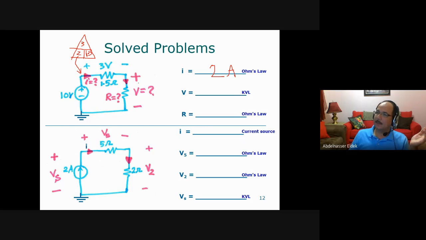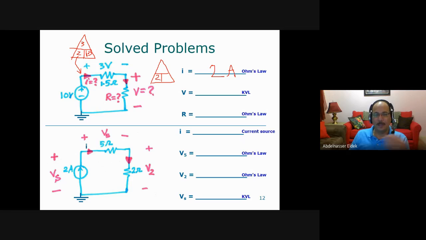Second, if you look at this one here, the current is 2 ampere because it's the same current. The resistance is unknown, and the voltage is unknown. So if you want to use Ohm's law, you can't. Why? Because all you know is the current, 2 ampere. You don't know the resistance, and you don't know the voltage. So what's the solution here?